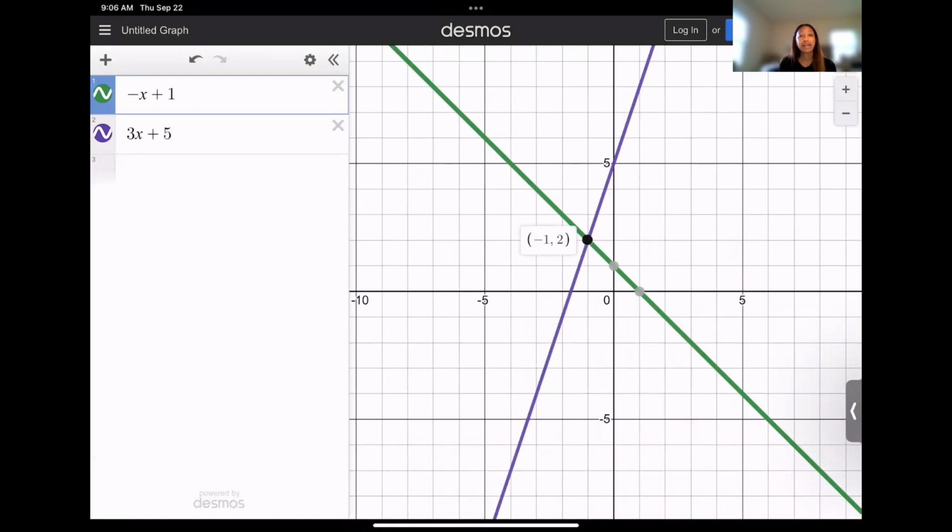This is an example where we have one solution. That means that these two lines cross or intersect at one point, and that intersection point gives us our solution to the system. Negative 1, 2.